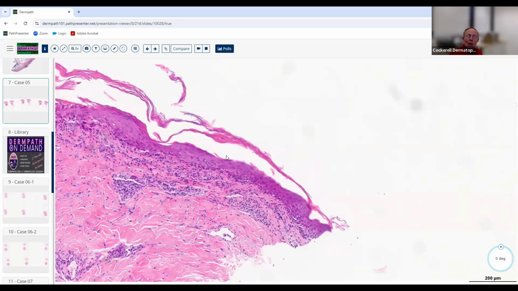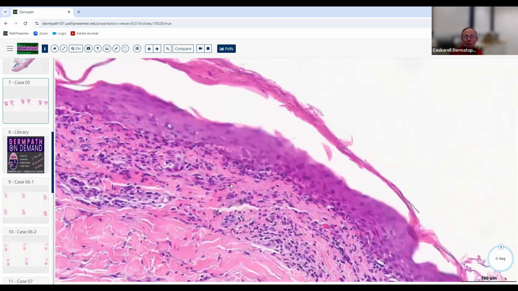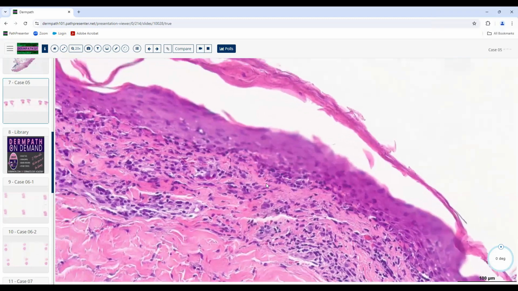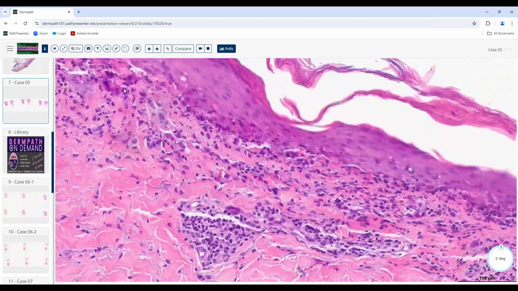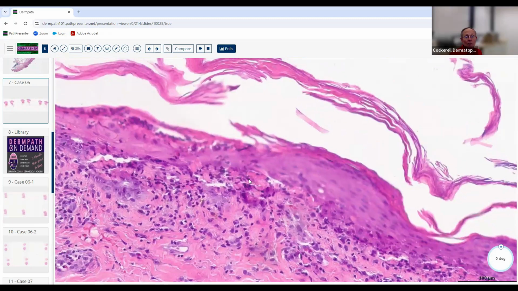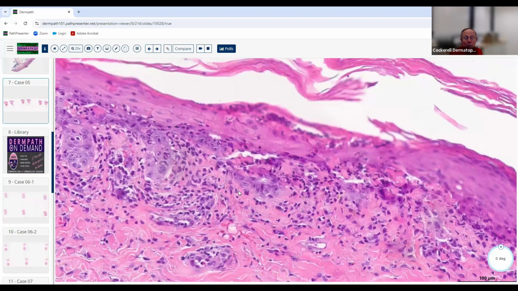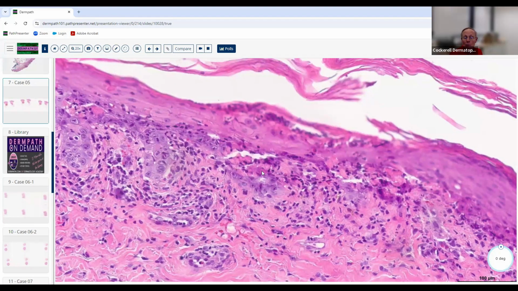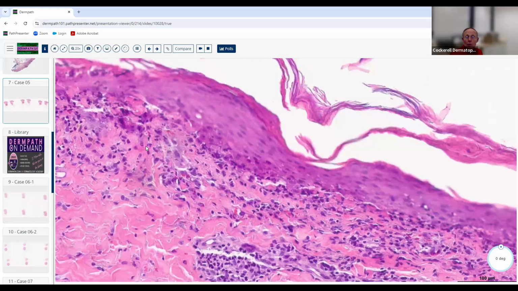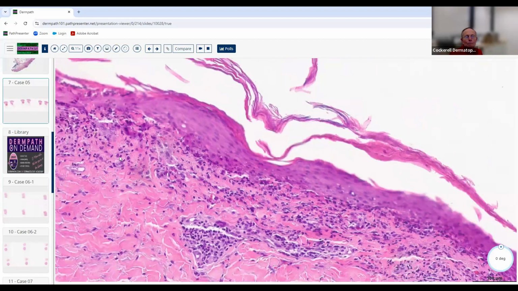Now, do you have to see EOs? You know the answer to that already. Do you have to see EOs in a drug eruption? No, you don't. In fact, I'd say more commonly than not, we don't see them. If you do see them, it's great. So let's say you're worried about the differential between maybe an unusual form of lupus and a drug eruption, because both of those can give you interface dermatitis with vacuolar alteration. If you see EOs, that favors drug, but it doesn't rule out drug-induced lupus, for example.